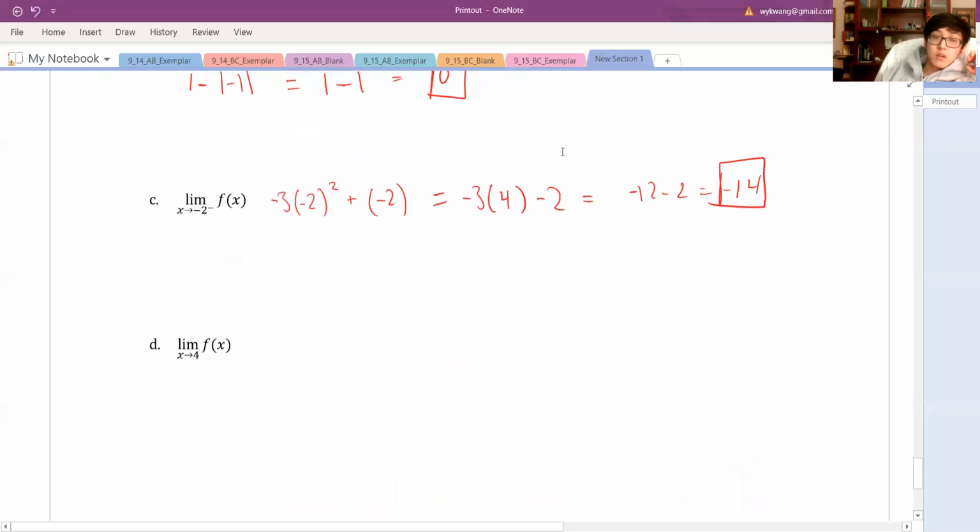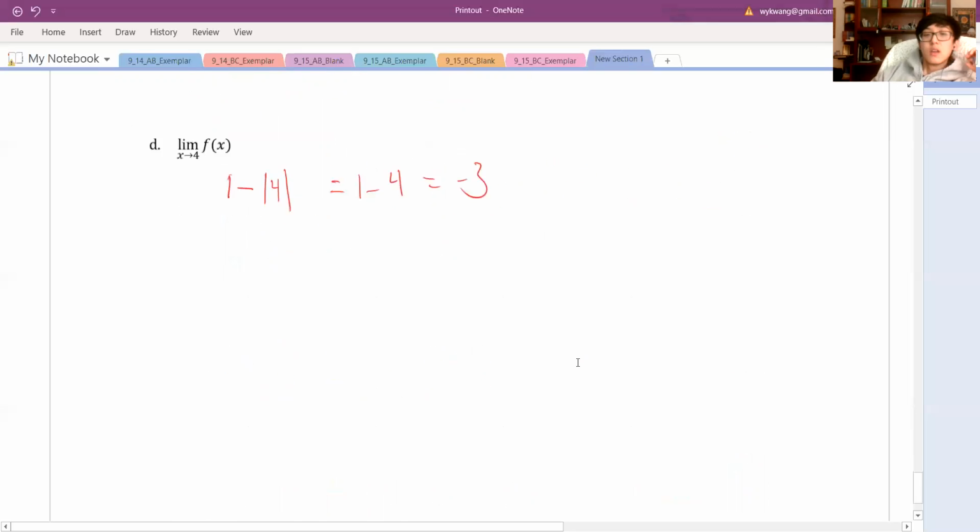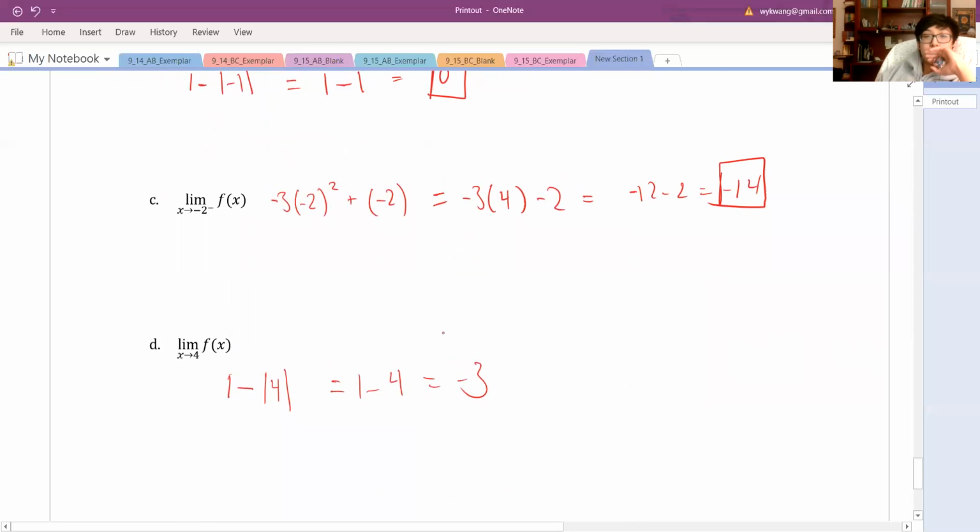So we just plugged in 1 minus absolute value of 4, which is equal to 1 minus 4, which is equal to -3. And that is our answer for the last problem.